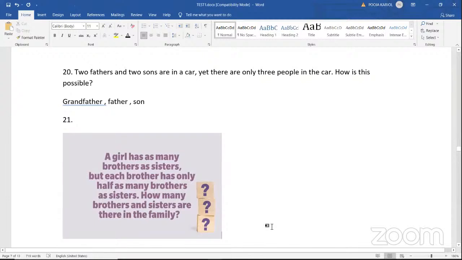A girl has as many brothers as sisters, but each brother has only half as many brothers as sisters. How many brothers and sisters are there in the family? We have done this again. If you remember the answer, very good. If you didn't, very good.